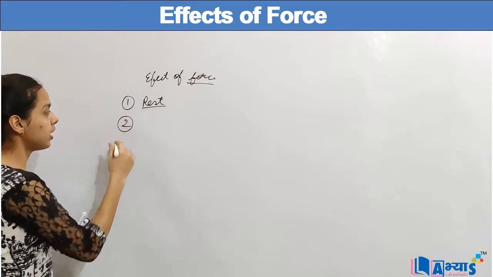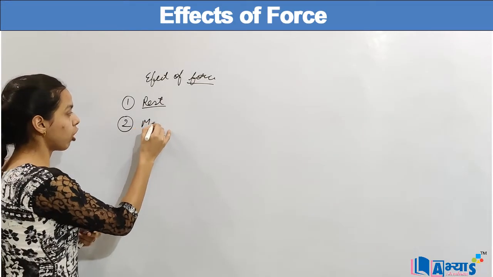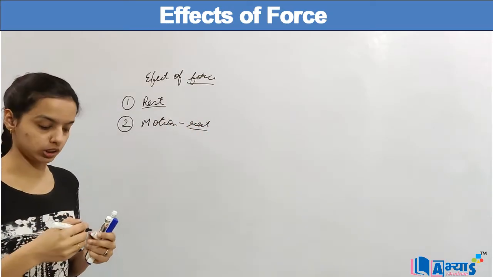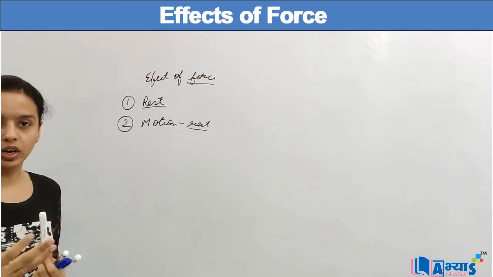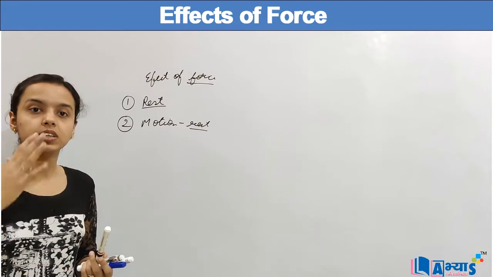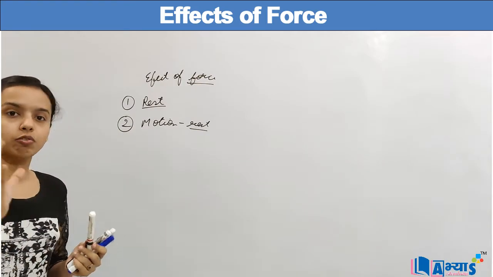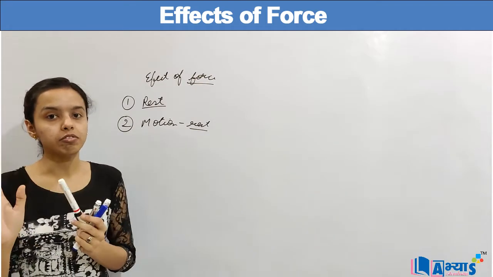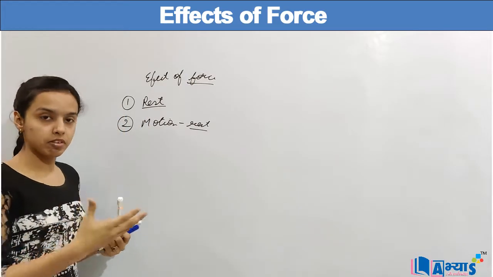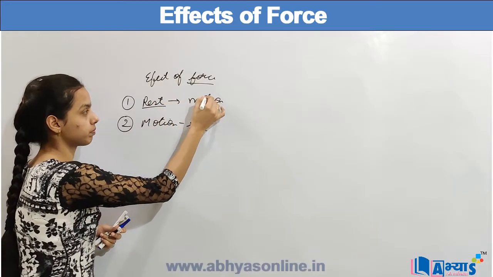The next is when a moving object comes to rest, that means from the state of motion to the state of rest, a stationary position. For example, if a car is moving and suddenly the driver applies the brakes, the car will slow down and ultimately stop. So we are converting a state of motion to a state of rest. It is the opposite of the first effect of force, where we changed the state of rest to the state of motion.